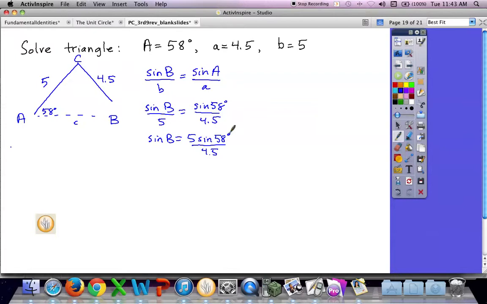Make sure you're in the right mode. 5 sine 58 divided by, make sure to close the parenthesis, divided by 4.5, 0.9423, and then I'll do sine inverse, 70.4.